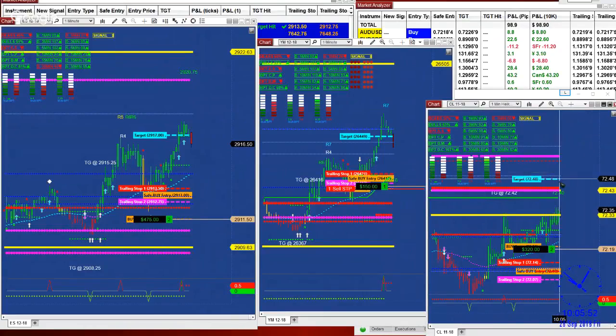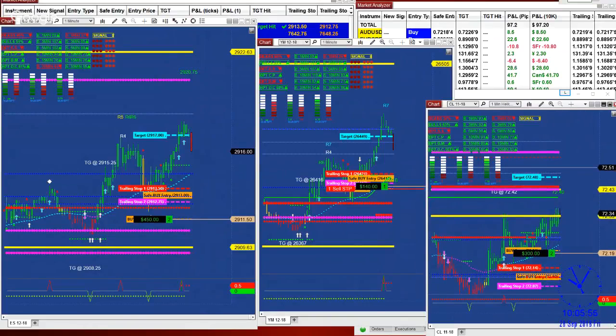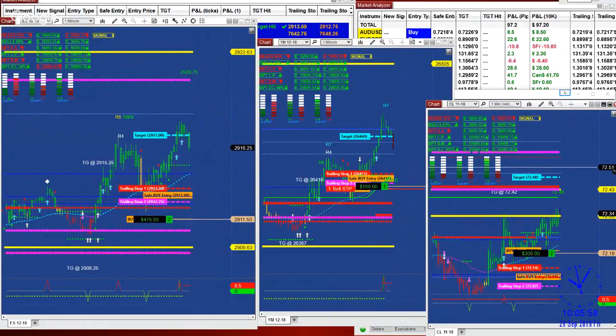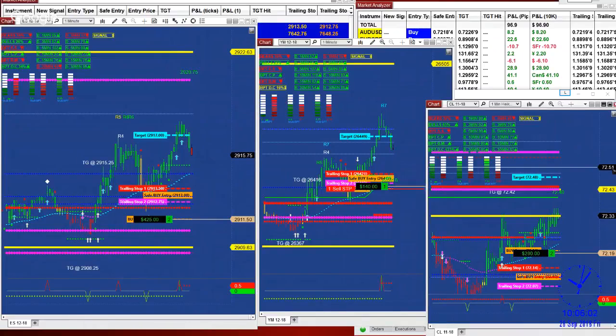And the CL, it's gonna come to the 7240, and then your best chance is to exit at 7240. That's all what we have for now, and then we will start looking for the new signals.